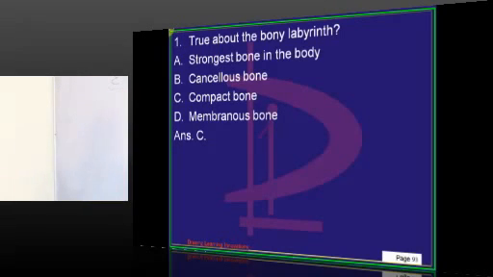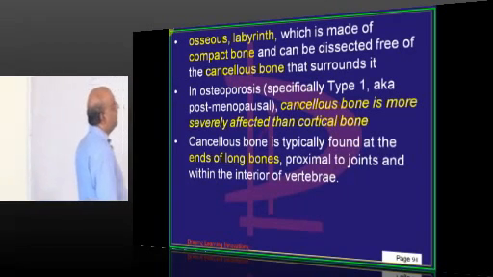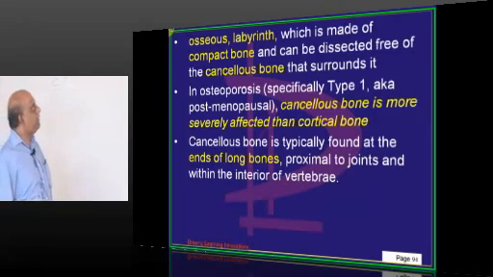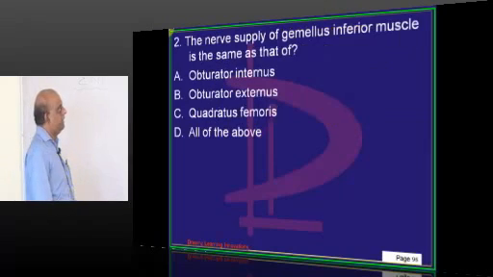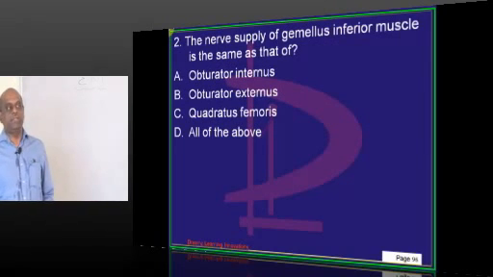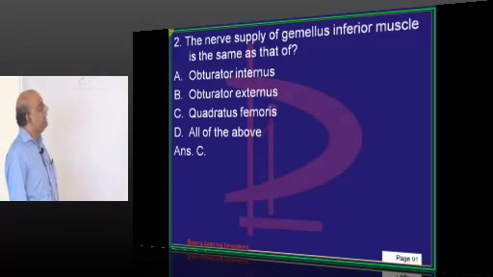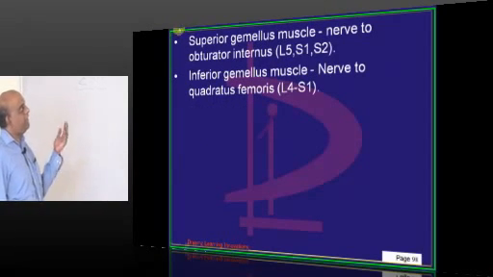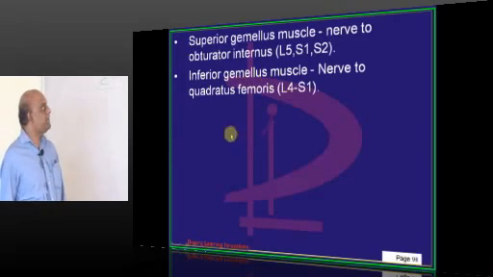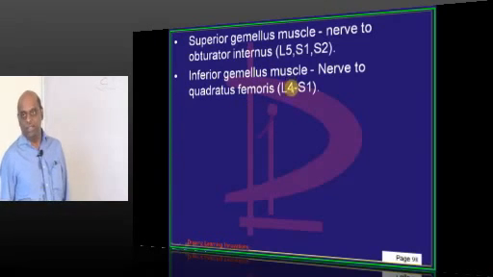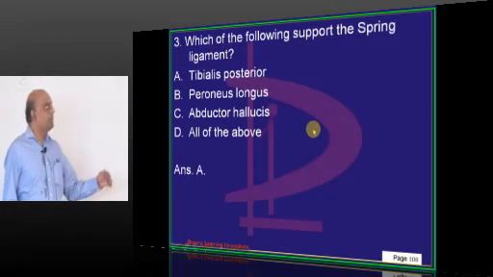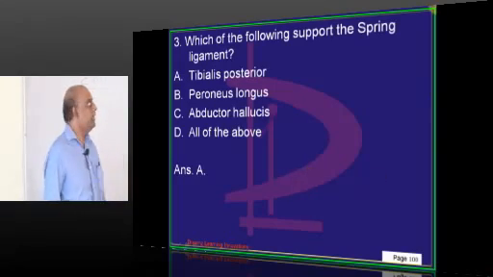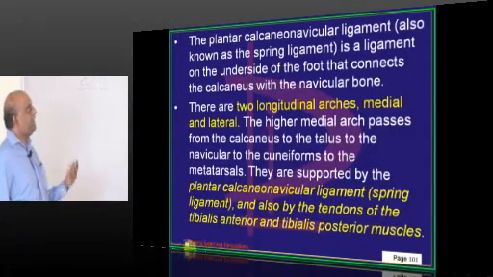What is bony labyrinth? The remaining questions are skating. Compact bone. Osseous labyrinth is made up of compact bone, and cancellous bone is highly vascular. What is the nerve supply of gemellus inferior muscle? Typically, superior gemellus is nerve to obturator internus, inferior gemellus is by nerve to quadratus femoris, is what you need to basically remember. About the spring ligament, tibialis posterior is the one which will support the spring ligament.